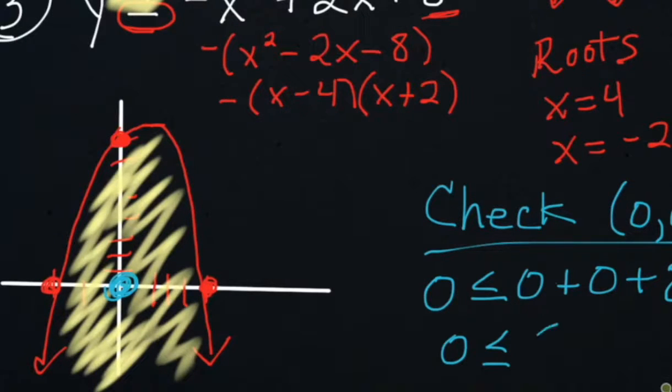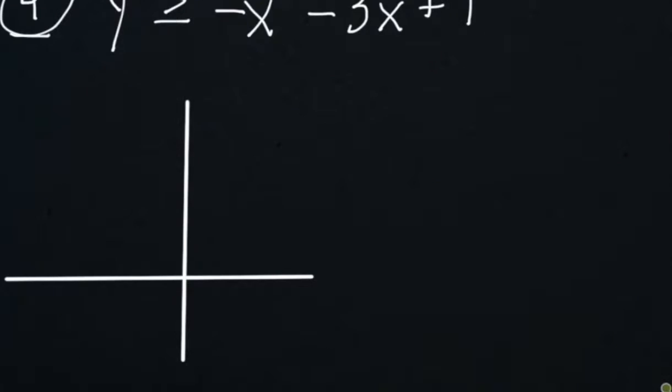Simplify. Is 0 less than or equal to 8? Yes. That means my shading is correct. Number 4. The negative out front tells us it's going to be facing down. The 4 tells us the y-intercept. Now let's look for the roots.